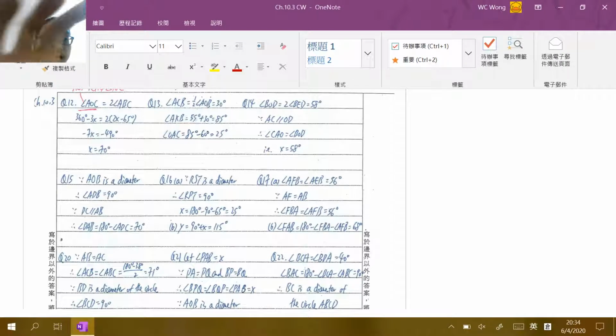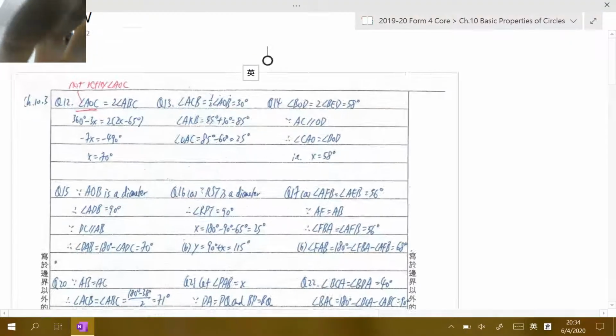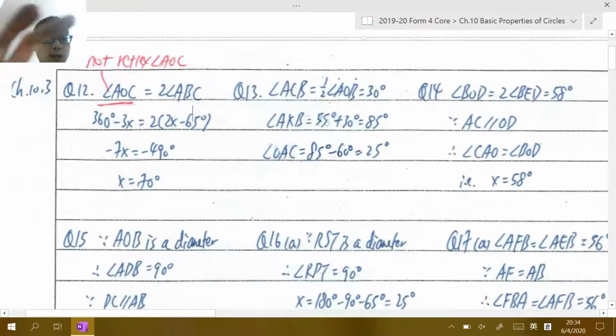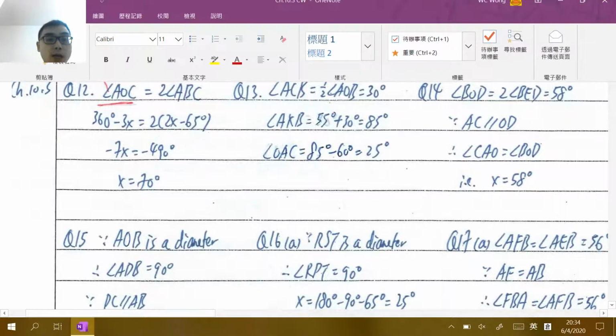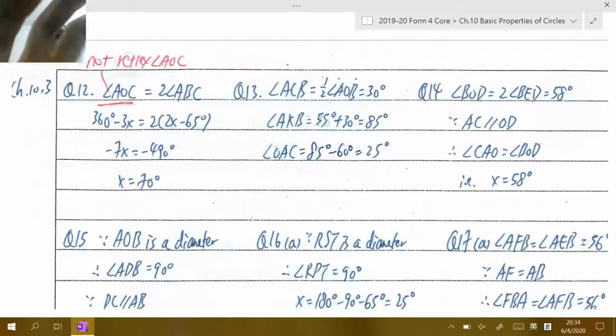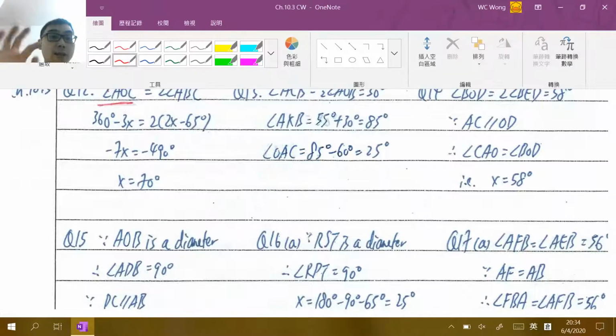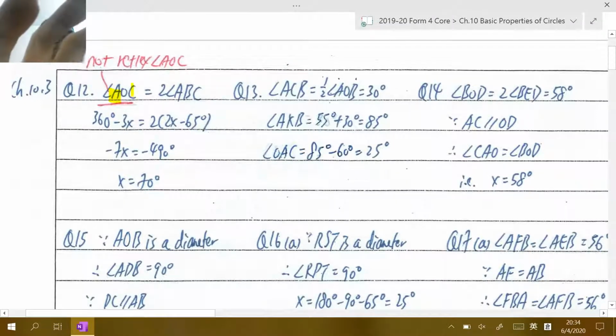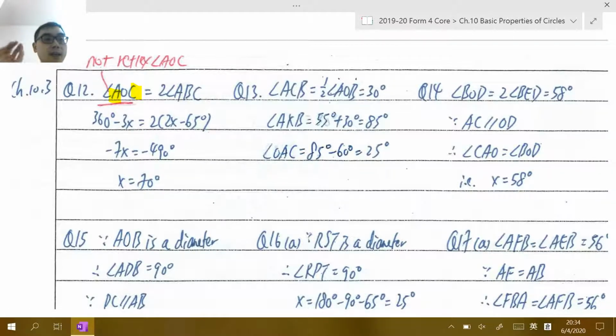For example, you can see for question 12, the first one. The first part we have to use is the angle at center twice angle at circumference. Practically, how should we use this? First of all, notice the name of the angle, because the name of the angle, for example angle AOC, always tells us where the angle is subtended from. When we say angle AOC, it means it's subtended from arc AC towards the center O.